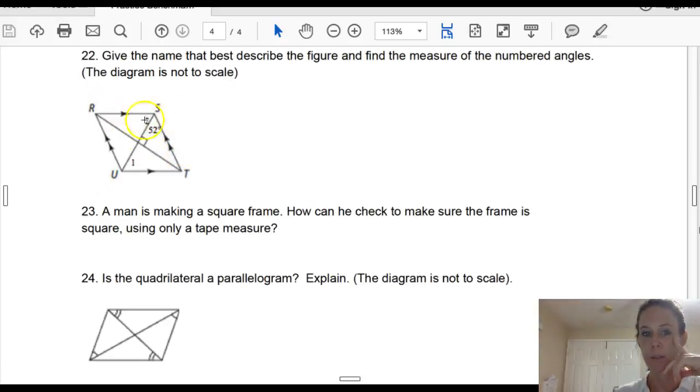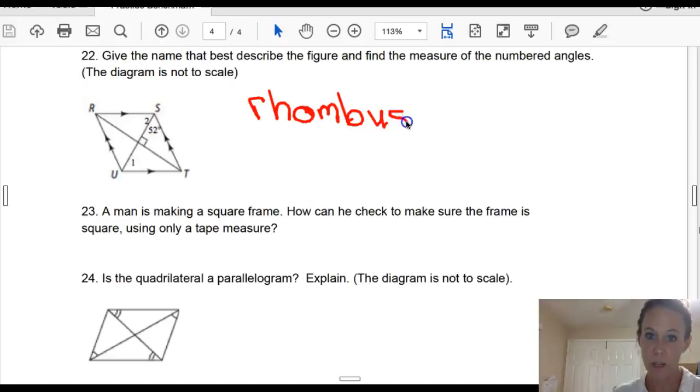Now my diagonals meet at right angles. And when that happens, it changes my parallelogram, more specifically, to a rhombus. So now that I know this is a rhombus, I have to write it slowly or it won't look good. Okay, now that I know it's a rhombus, I can use the properties of a rhombus.